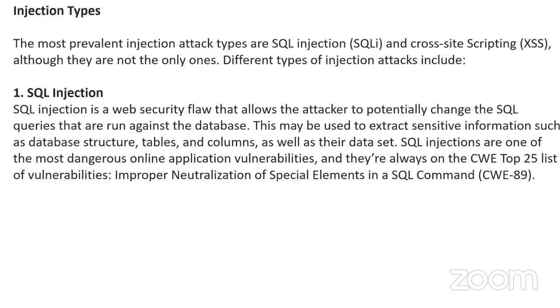It may be an email address and the correct password. So these are stored in the databases and retrieved. So this may be used to extract sensitive information such as database structure, tables, columns, as well as their data. SQL injections are one of the most dangerous online application vulnerabilities, and they're always on the CWE common vulnerability list.